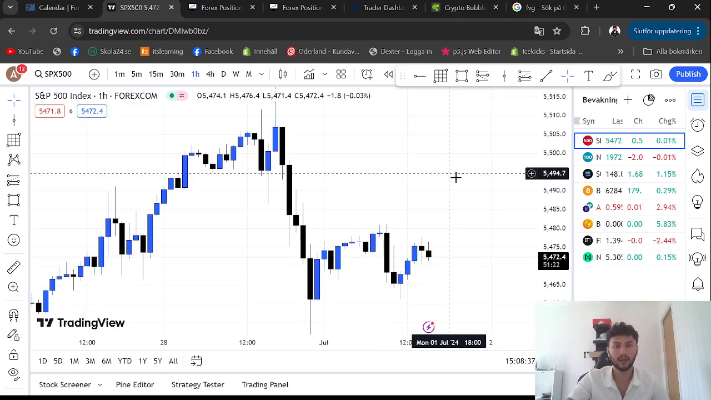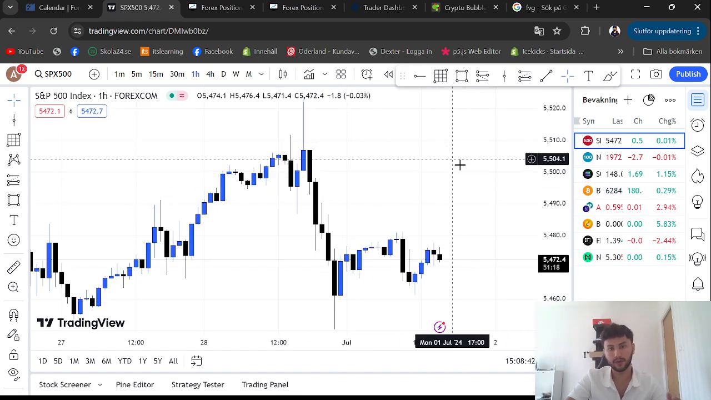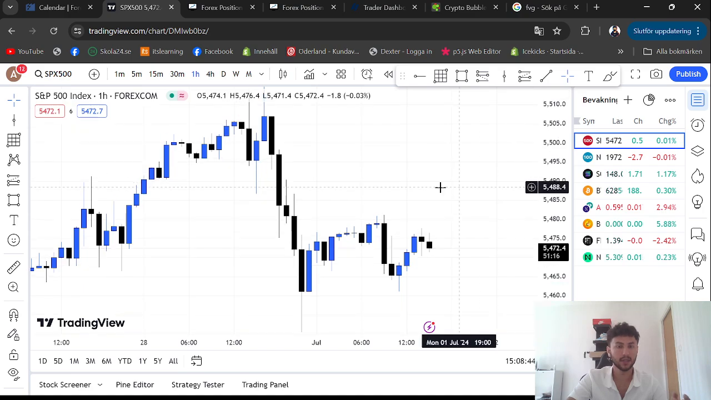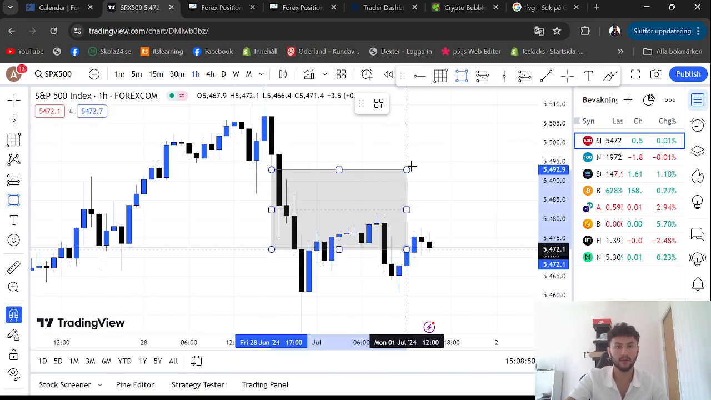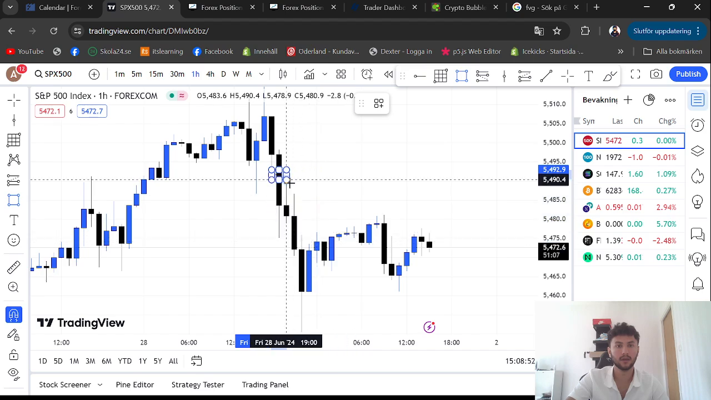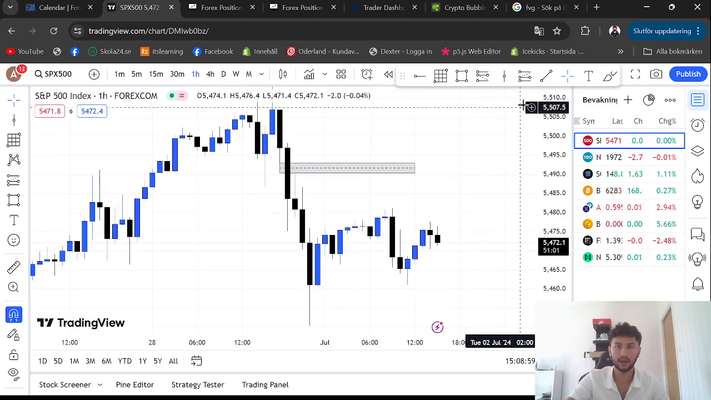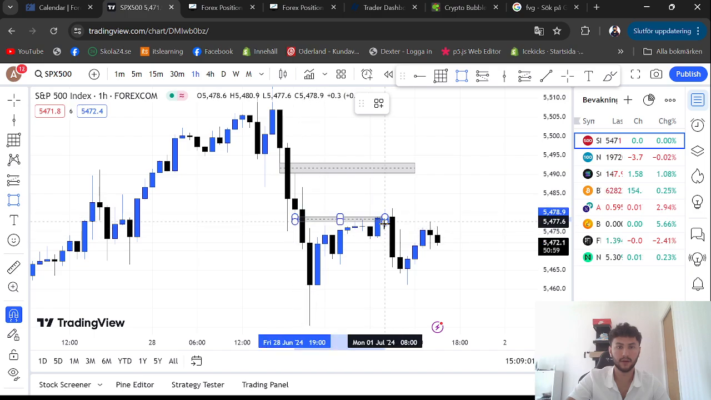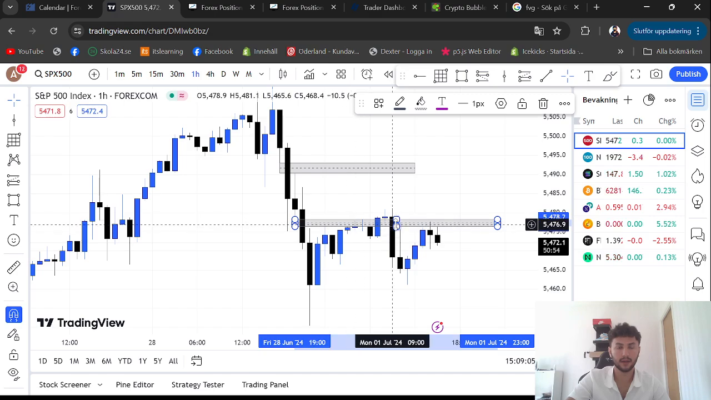So now let's just look at this leg down over here. Sometimes what happens is that if you have a lot of fair value gaps, they might not get filled. Like look, we have a fair value gap over here. It's a small fair value gap, but yeah, we have a fair value gap over here. Then we do have another fair value gap, a daily fair value gap over here, as you guys can see.